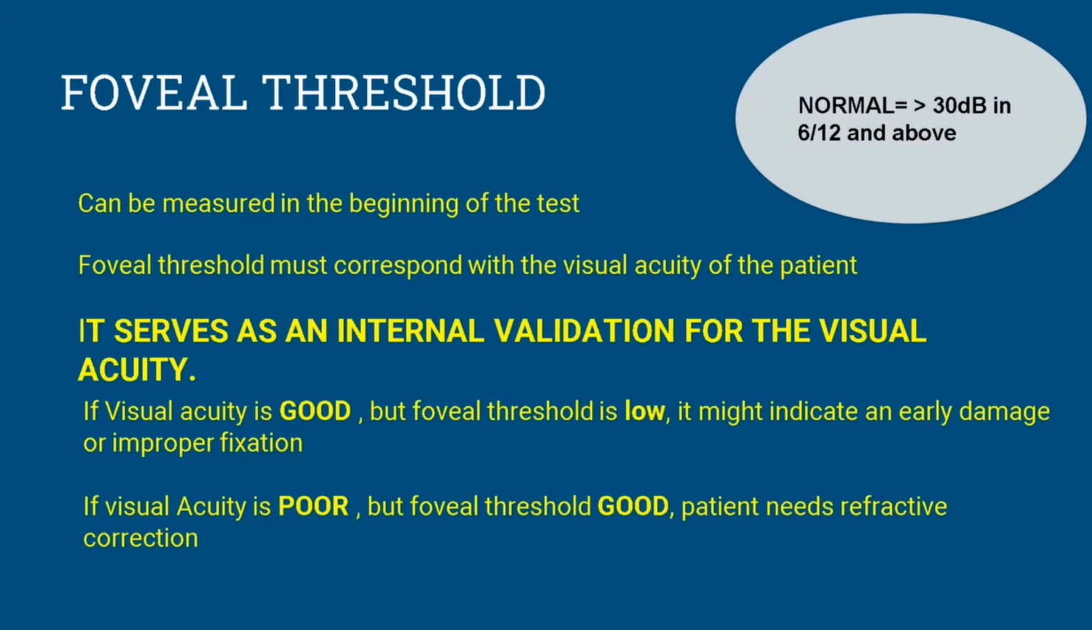Say, if the acuity is good, but the foveal threshold is low, it indicates an early damage, or it can even be an improper fixation. If the visual acuity is poor but the threshold is good, it means the patient needs refractive correction.